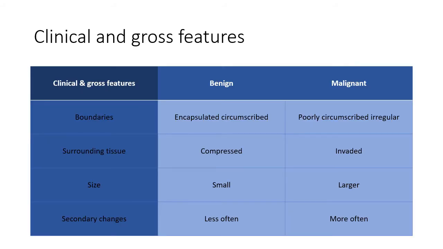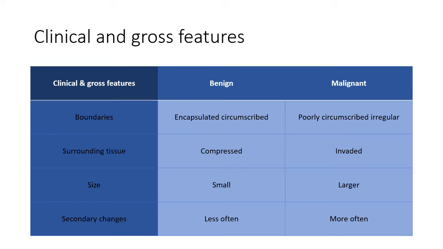Coming to the third characteristic, there is clinical and gross features. Here, the malignant and benign tumor vary considerably as far as clinical and gross features are concerned. We will see that difference now. Benign tumors are generally encapsulated and well circumscribed, whereas the malignant tumors are poorly circumscribed and irregular. The same way, benign tumor just compresses the surrounding tissues. This is a very important difference. All benign tumors just compress or push aside the surrounding tissue. They do not invade or affect the surrounding tissue.